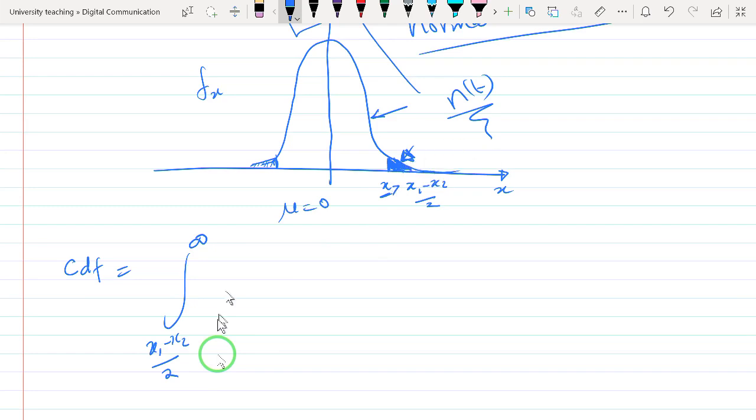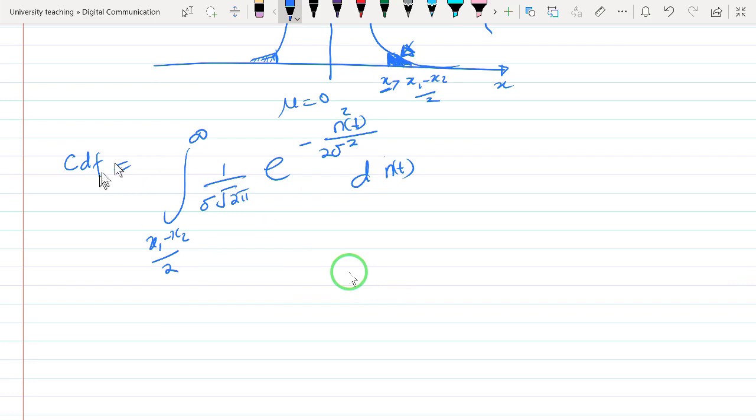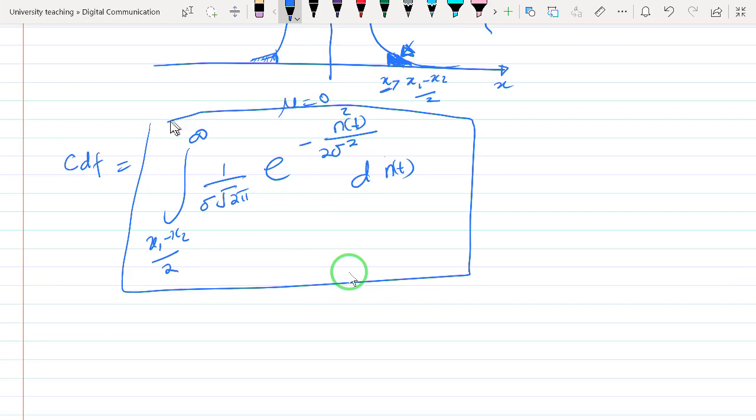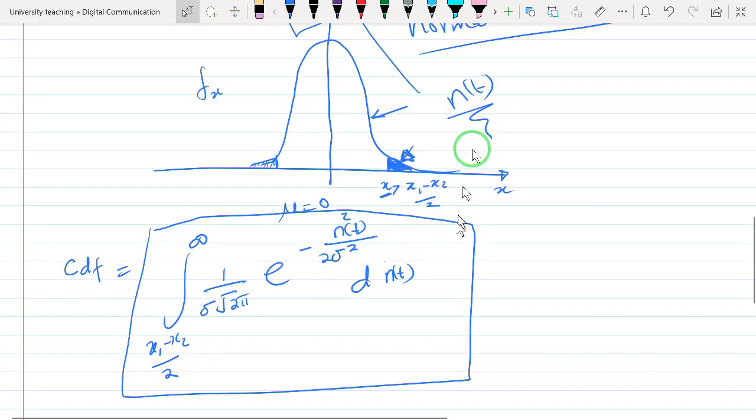to infinity. This goes all the way to infinity, and then we integrate our PDF, which is 1 over sigma root 2 pi e to the minus n(t) squared divided by 2 sigma squared, with respect to n(t). So our function now here is n(t). So we want to find the area under this curve, and the area under this curve is going to be given by the integral of our PDF function with respect to n(t).